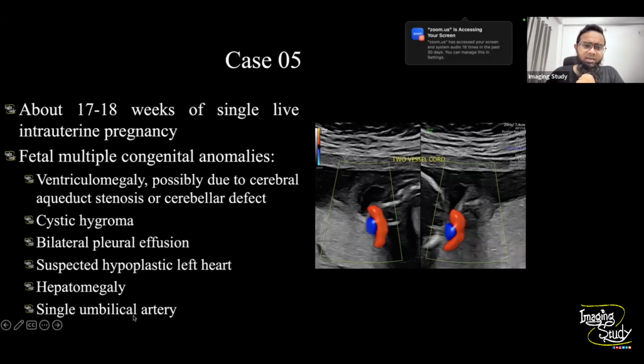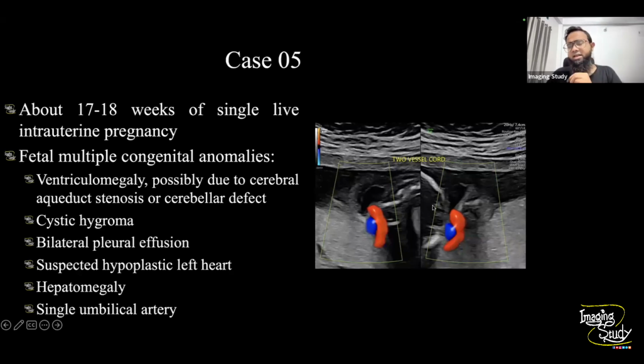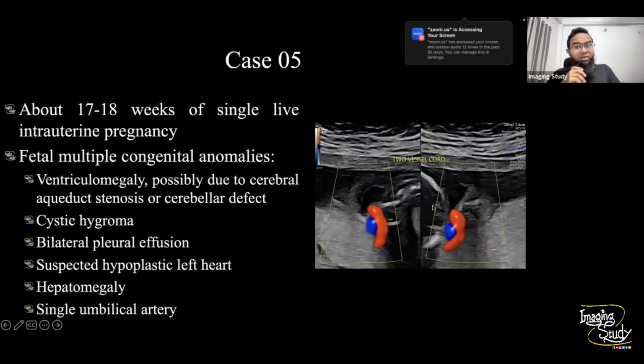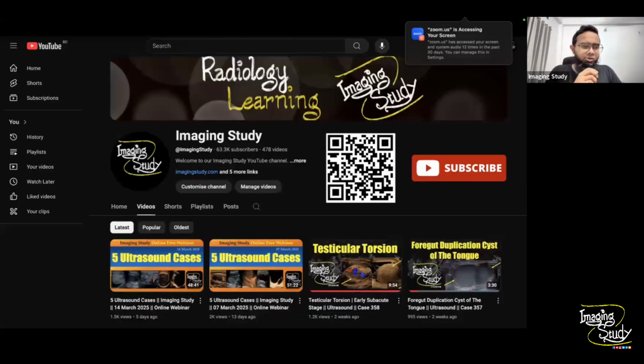So single umbilical artery and cystic hygroma, these two already say that this is a case of trisomy 18 or Edwards syndrome. Will we write trisomy 18 or Edwards syndrome? Definitely not. But we'll tell the clinician to exclude trisomy 18, obviously, because this is a case of trisomy 18.